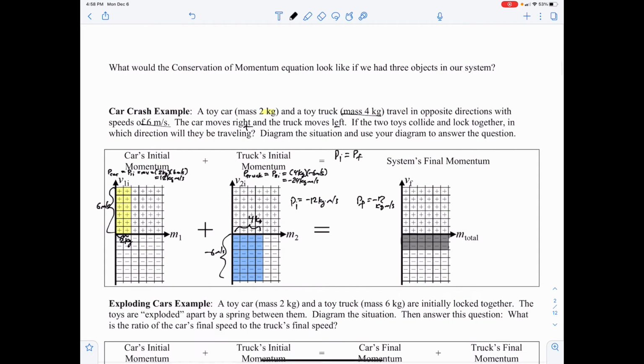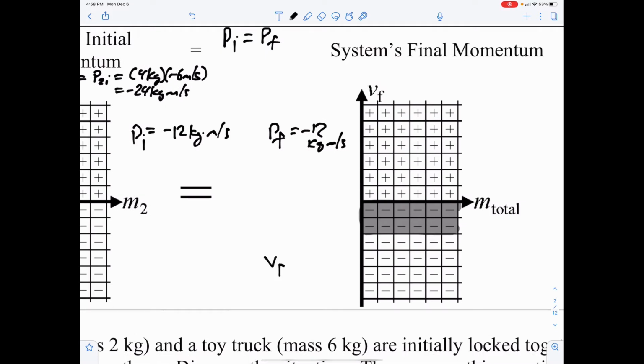So the system will be moving in the negative direction, and the final velocity would be 2 meters per second to the left. And I think that's all they were asking. Which direction will they be traveling? To the left, and 2 meters per second will be the speed of that.